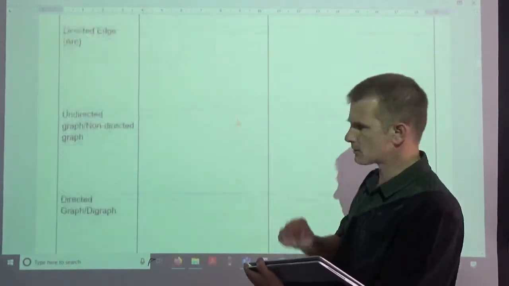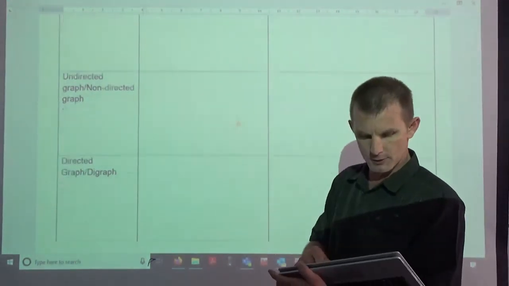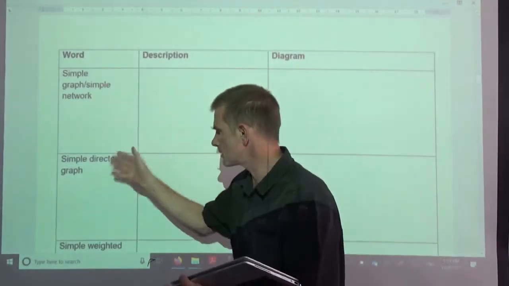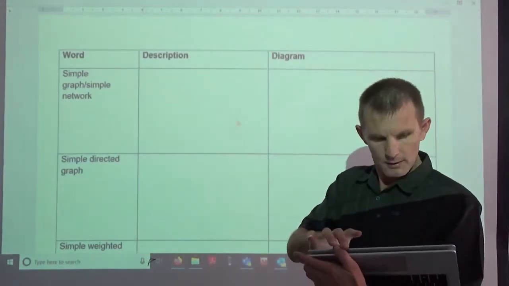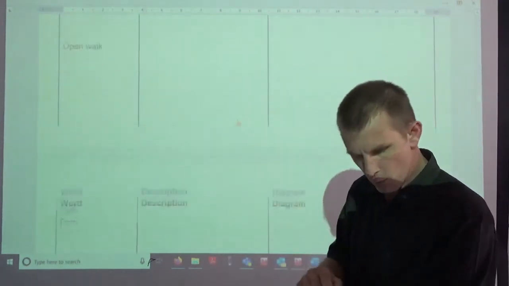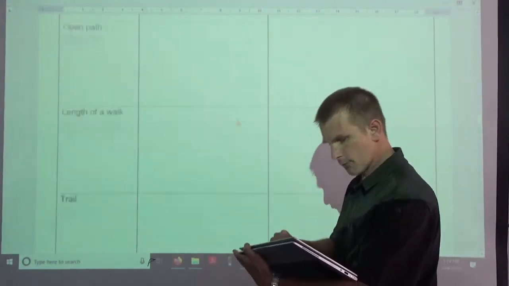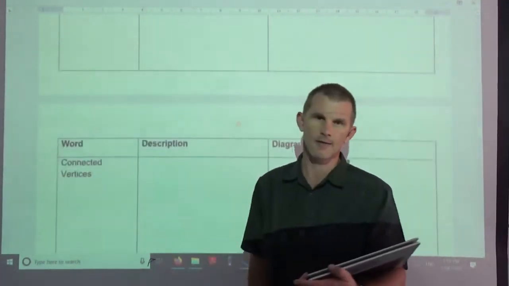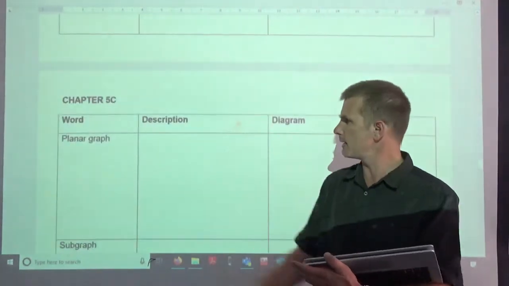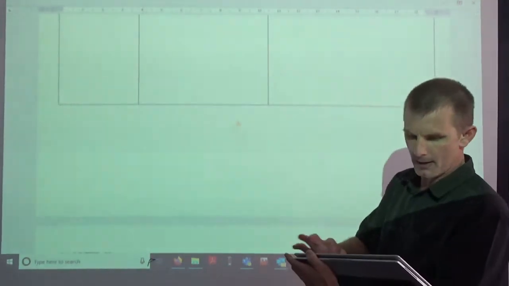You've got to be familiar. So many words. Undirected, non-directed, directed, digraphs, so much to get through here. A simple network or a simple graph, what does that mean? Simple directed graph, what does that mean? Simple weighted graph, what does that mean? What's a walk? A closed walk, an open walk, a path, a closed path, an open path, the length of a walk, a trail, a closed trail. You get the idea. Look, still more. So we're only into 5C now. We've got planar graphs, subgraphs, trees, bipartite graphs.